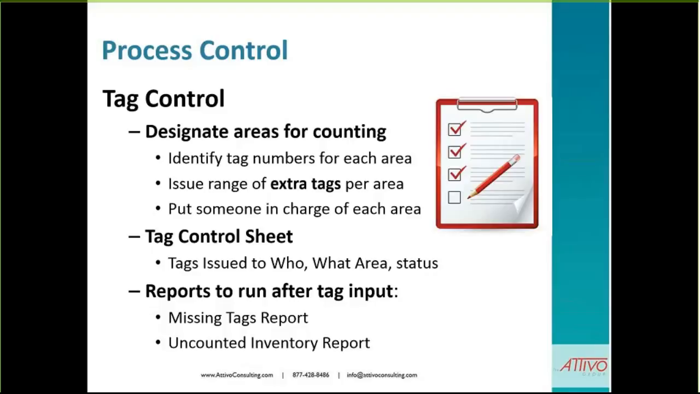Next, tag control sheet. Tags issued to who and what areas and status. This you're going to have to maintain manually. You need to know who you issued those tags to, whether it be the supervisor or the one who's in charge of that area, and what area that was for, and the status of those tags. The key here is that you don't want an entire area missed because somebody left the counted tags out on somebody else's desk. You need to make sure there's an individual who's responsible for making sure that all of the tags come back.